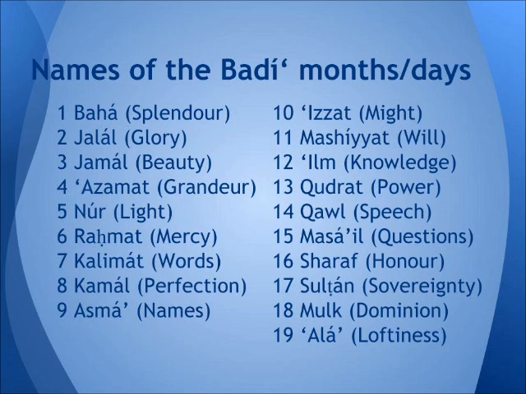Then I'm going to read the Persian names: Jalal, Jamal, Azamat, Nur, Rahmat, Kalimat, Kamal, Asma, Izzat, Mashiyyat, Ilm, Qudrat, Qawl, Masail, Sharaf, Sultan, Mulk, and Ala.